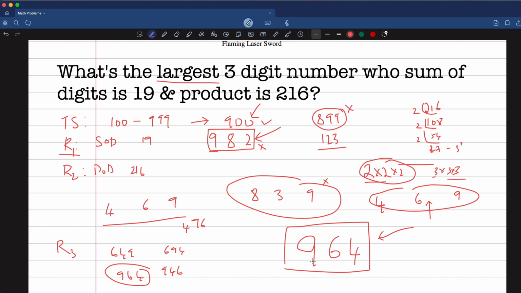964 follows everything. Why? Because 9 times 6 times 4, which is 6 times 4 is 24, 24 times 9 is 216. Razor 2 works. 9 plus 6 is 15, 15 plus 4 is 19. Razor 1 works. It's the largest possible number with this combination of digits, so the largest razor also works. And therefore, you can essentially say, by applying these 3 filters or applying the razors to remove all the other things, you have come to the conclusion of 964 being the answer.